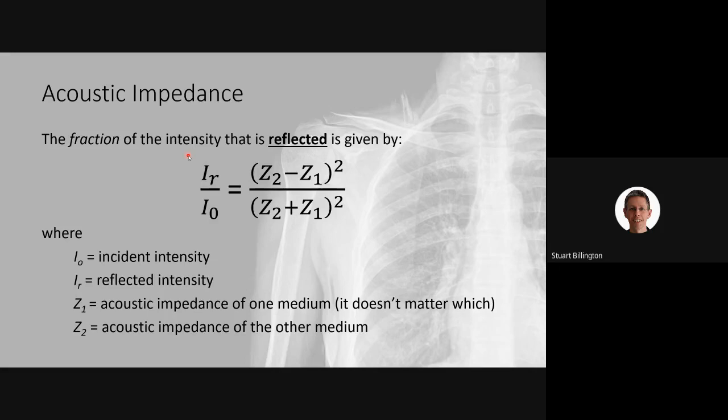Now, I've written at the bottom that it doesn't matter which way round the two media are. Z1 is just the acoustic impedance of one medium, and Z2 is the acoustic impedance of the other medium. And the reason that we don't care is because the formula is symmetric on the bottom, and it's symmetric on the top apart from a minus sign, but we're going to square it. So it doesn't really matter whether there's a minus sign there or not. When we square it, we'll get the same answer. So we don't need to worry about whether Z1 or Z2 are the first medium versus second medium, or second medium versus first medium. It doesn't matter. It's just the two impedances. Difference divided by sum, all squared.